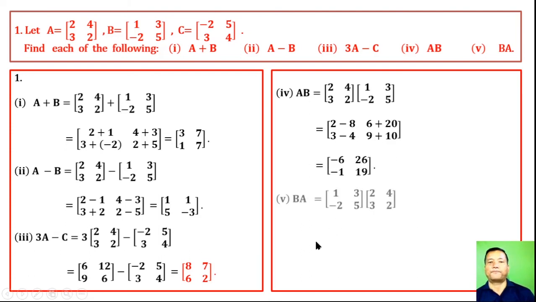Now product BA. We follow the same procedure. First row, first column, second column gives the new first row. Second row, first column, second column gives the new second row. Summing up, we get this.